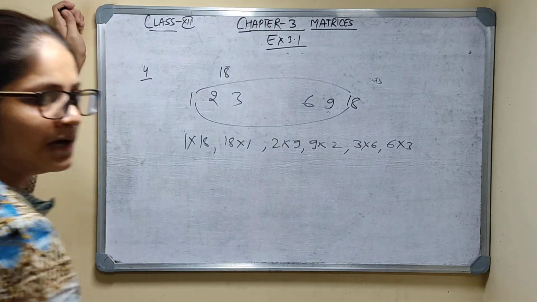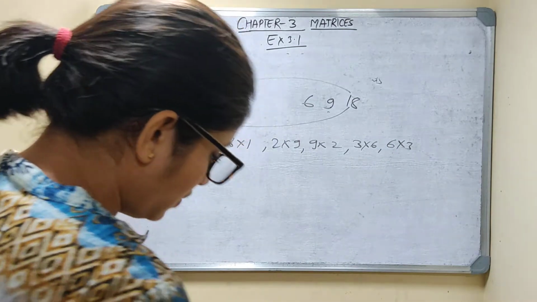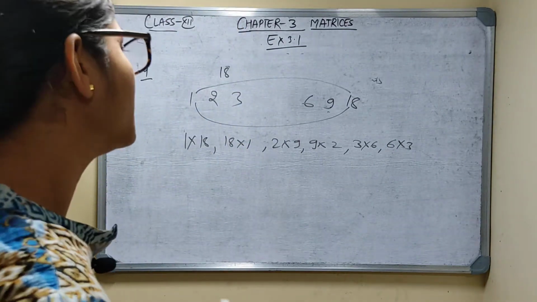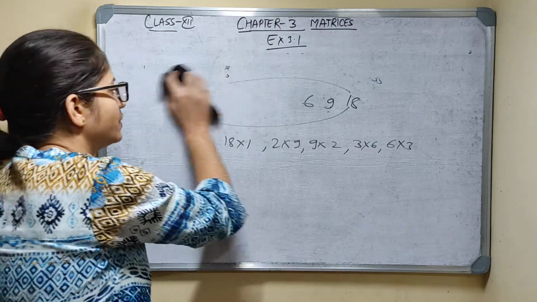Like this you can write all the pairs. So 1 into 18, 18 into 1; 2 into 9, 9 into 2; 3 into 6, 6 into 3. Fourth question is over.